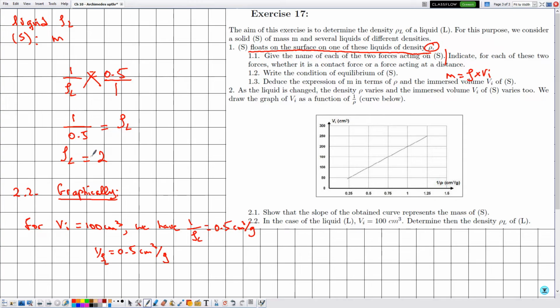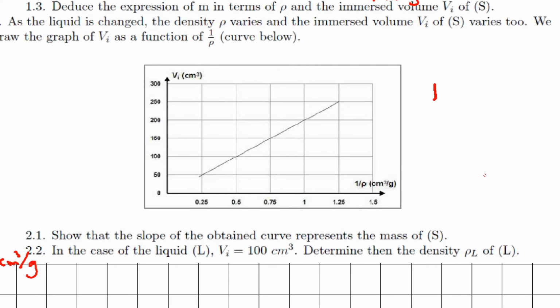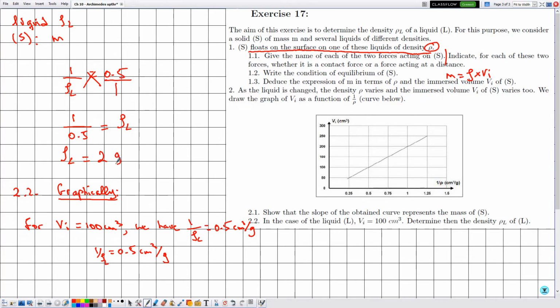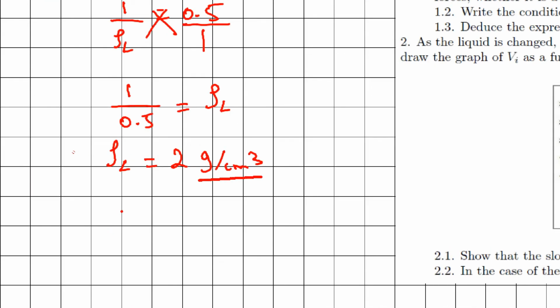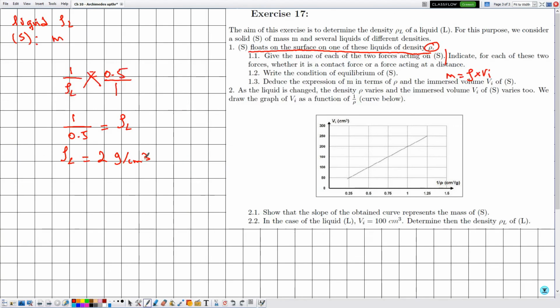Now what's the unit of rho L? Because 1 over rho is expressed in centimeter cube per gram, its reciprocal, rho, is expressed in gram per centimeter cube. So the unit of rho L in this case is gram per centimeter cube. Knowing that gram per centimeter cube is not the SI unit of density, in order to convert to kilogram per meter cube, we multiply by 1000. Then 2 multiplied by 1000, so the density of this liquid is 2000 kilogram per meter cube. So the density rho L is 2000 kilogram per meter cube.